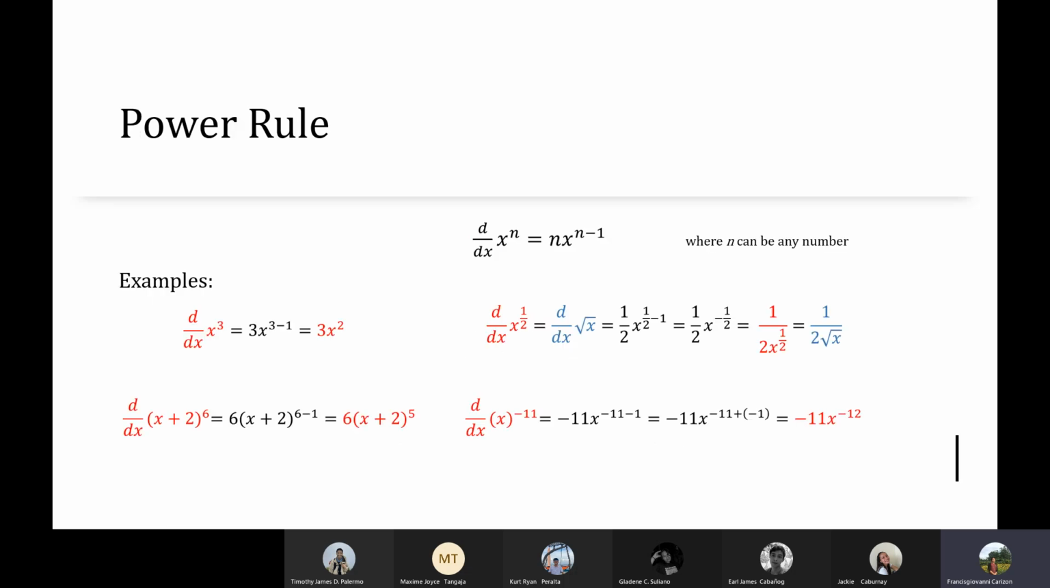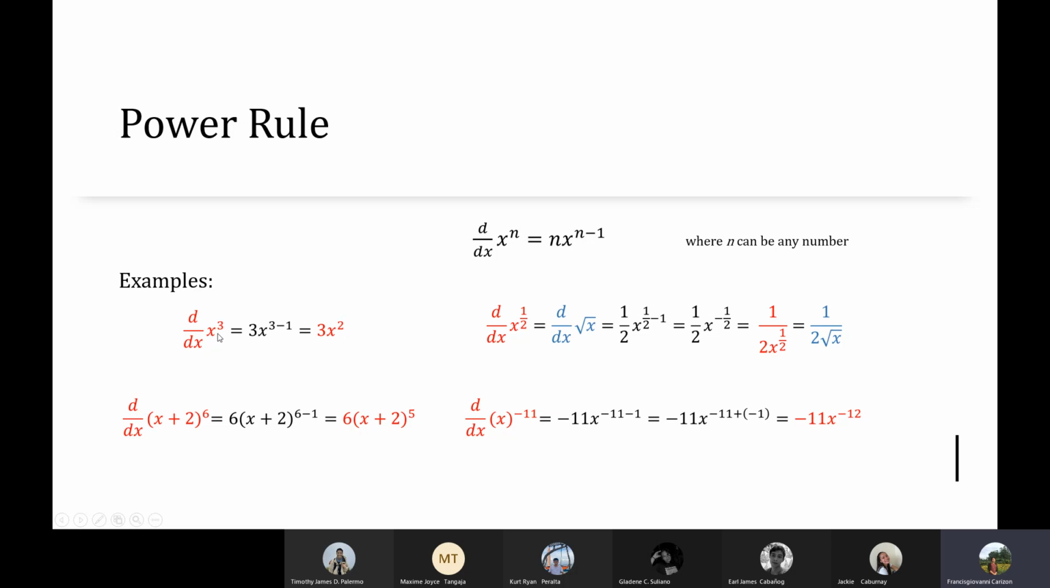So next is the power rule. This one generalizes the other rules, so you can use it almost anywhere, because in math there are many ways to solve a problem, not just one. The derivative of x raised to the power of n is equal to n x raised to the power of n minus 1, where n can be any number. Here x is the variable, and n is any number or constant value like 1, 2, 3, 4, 5, and so on.